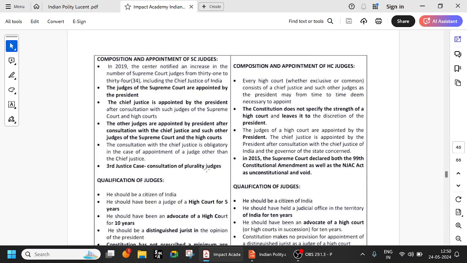Next, the Third Judges Case, regarding consultation of a plurality of judges. Fine, no problem.